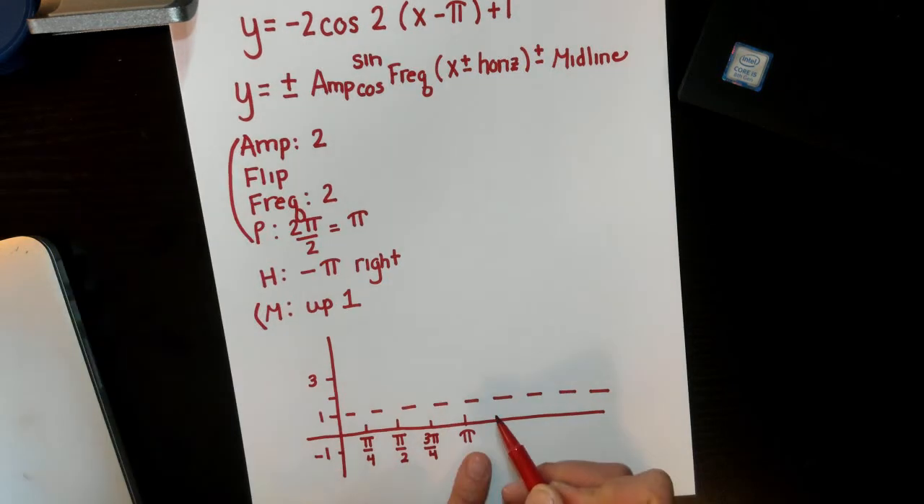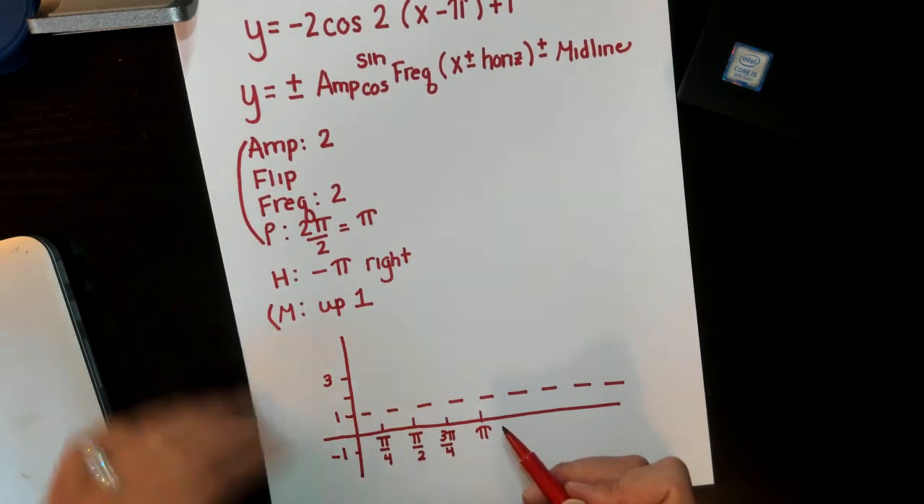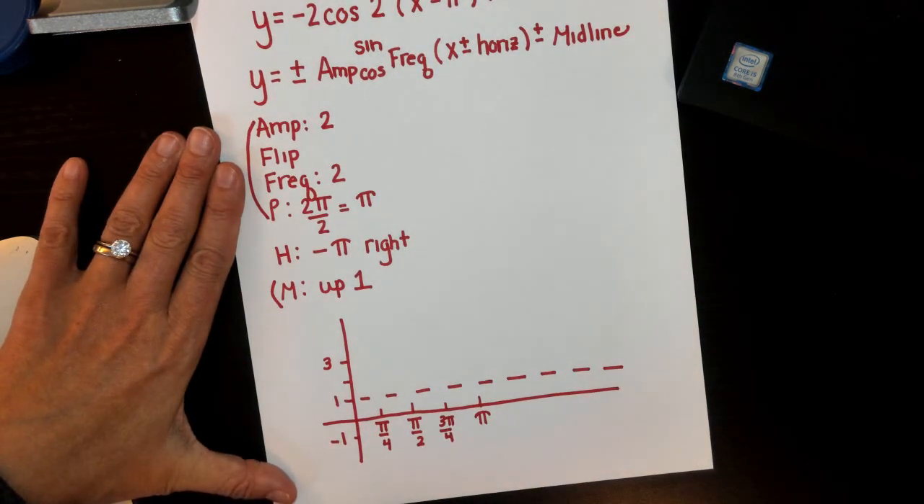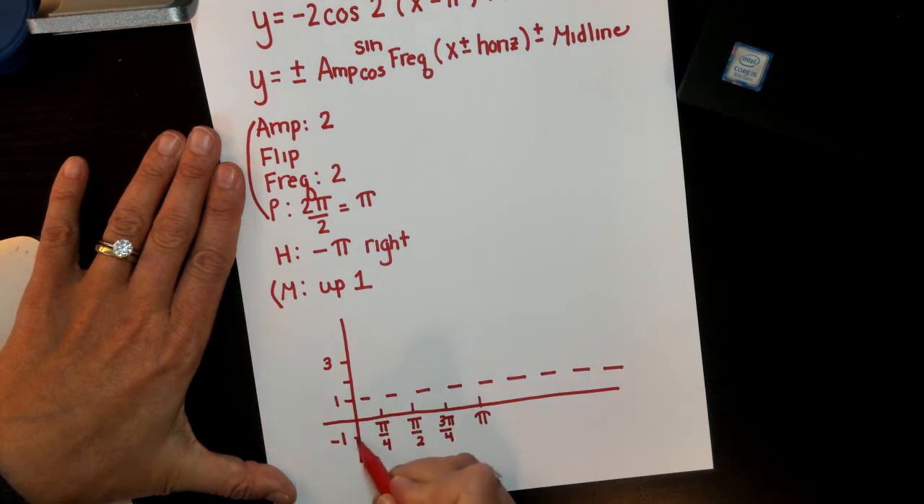4 pi over 4, and now I'm going to graph an upside down cosine function. Cosine functions hit the midline in 2 spots. So here we go.